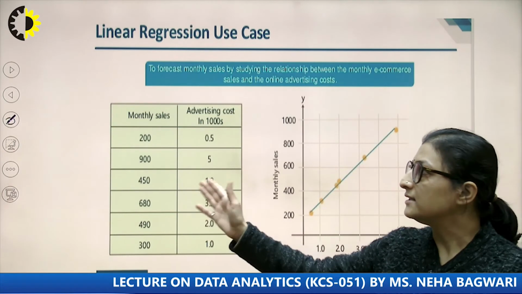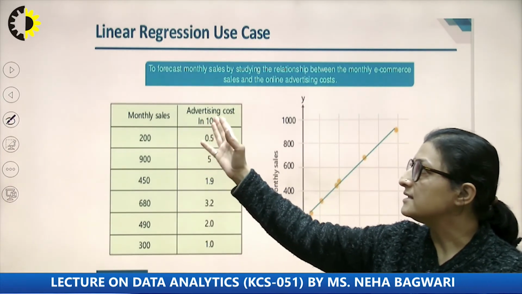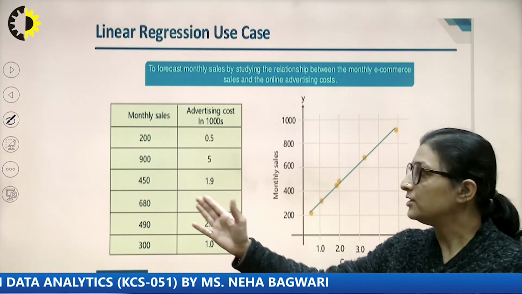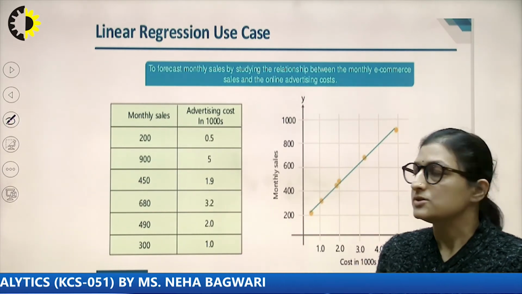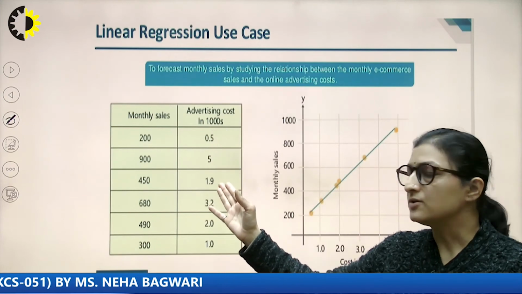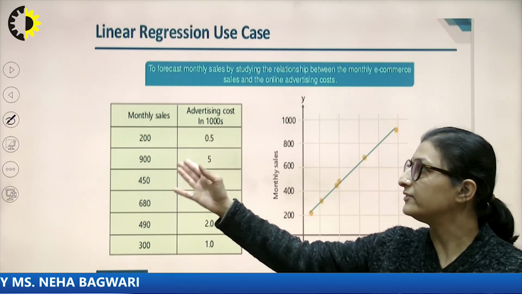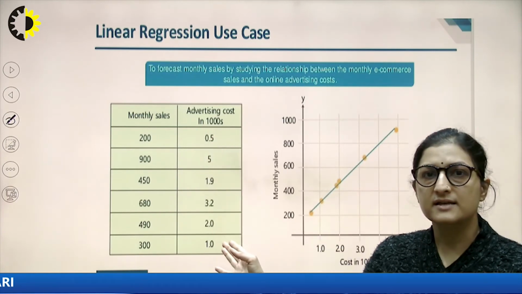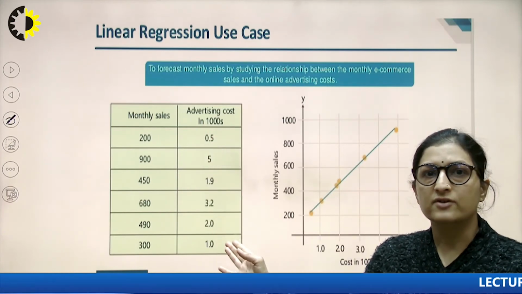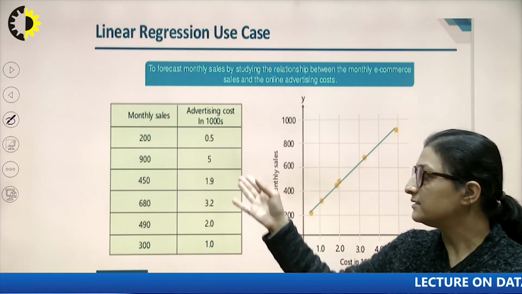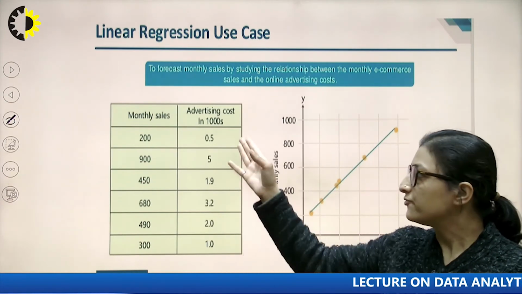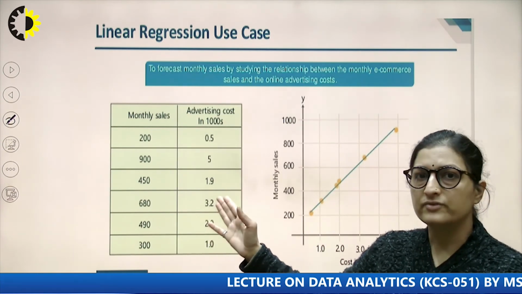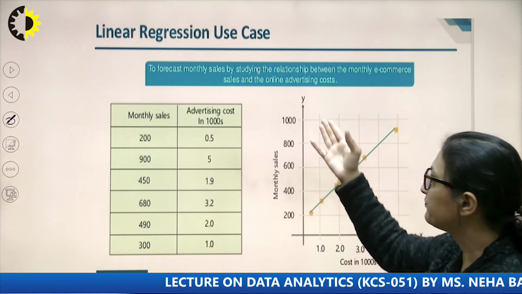Here you can see there are two variables, monthly sales and advertising cost in thousands. This kind of data is available in my data set. On the basis of this advertising cost, I have this data for monthly sales. I have this data for 6 instances in my data set that you are able to see in front of you. So, I will plot the data of these 6 instances on this graph.